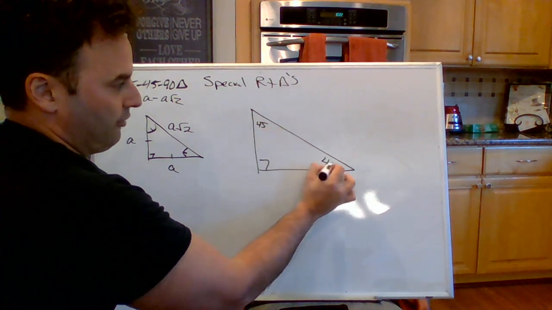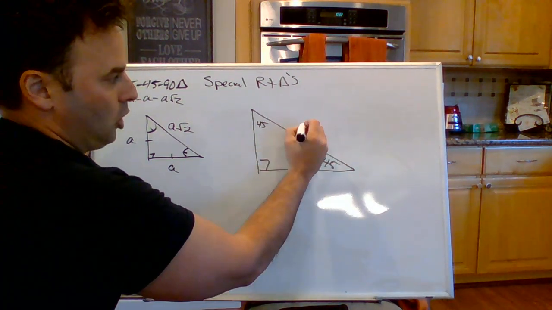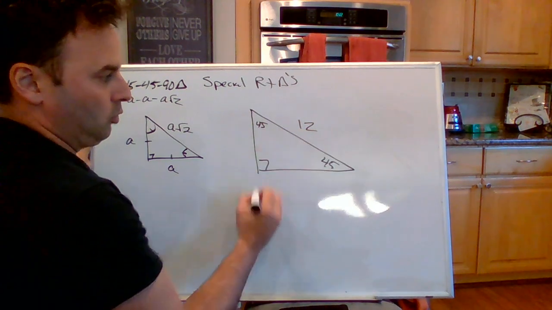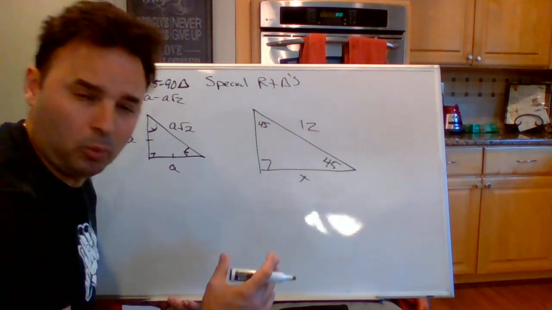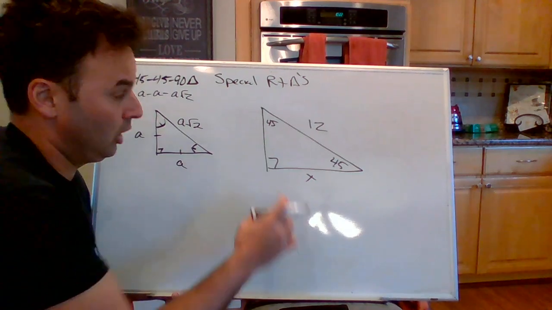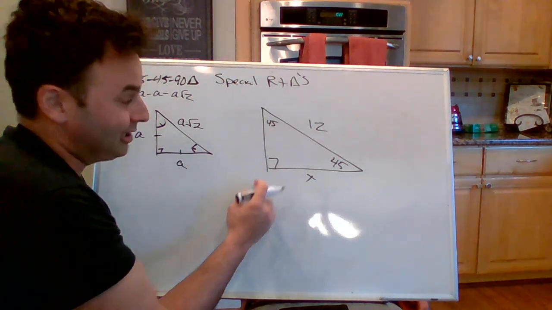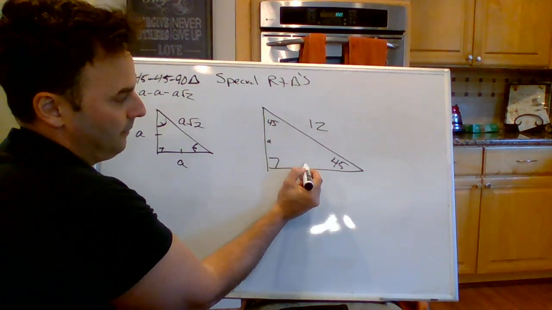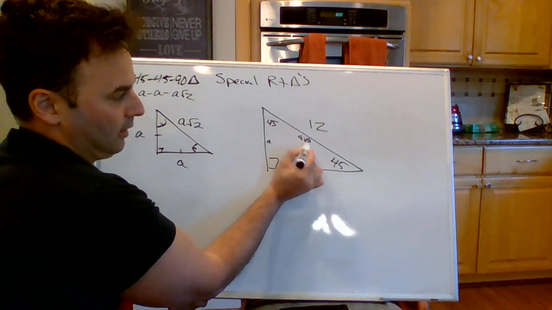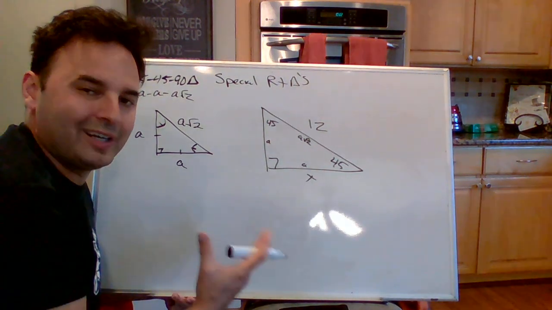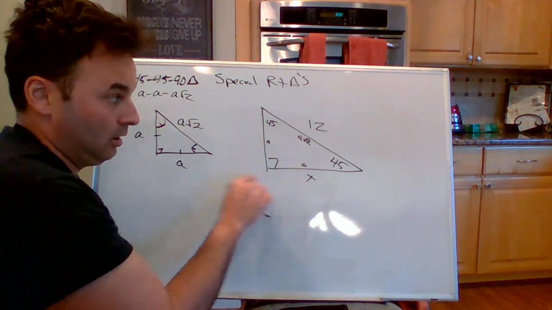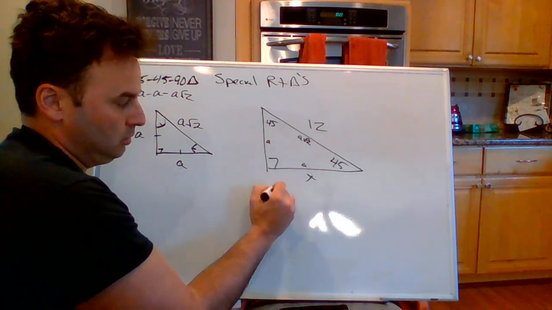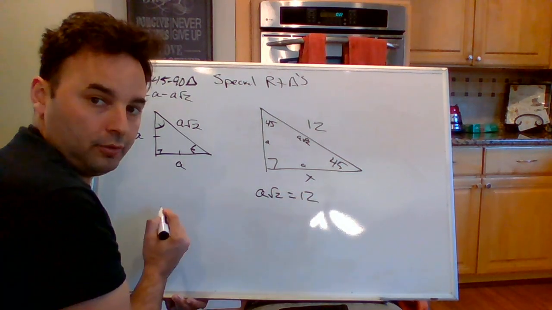Here's my 45, 45, 90 triangle. Let's call this 12, and we're going to solve for x here. What I like to do, and it'll make a lot more sense when we do 30, 60, 90 triangles, is label the sides on the inside. We know this is A, A, A radical 2. The goal is to find what is A. I don't have A here or A here, but I know that A radical 2 is equal to 12.